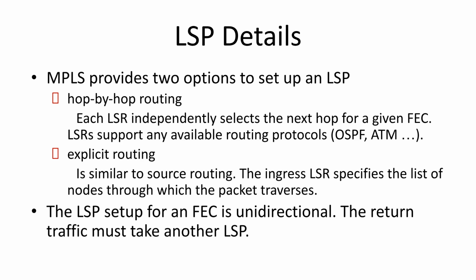MPLS offers two options for LSP setup: hop-by-hop routing, where each LSR independently selects the next hop, and explicit routing, where the ingress LSR specifies the entire path. LSPs are unidirectional, meaning return traffic requires a separate LSP.